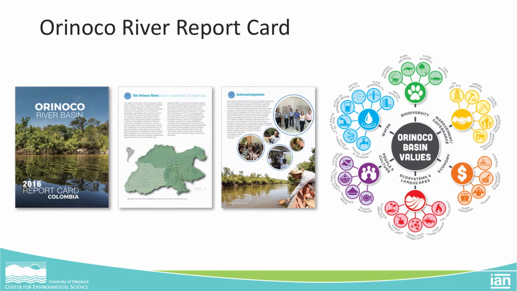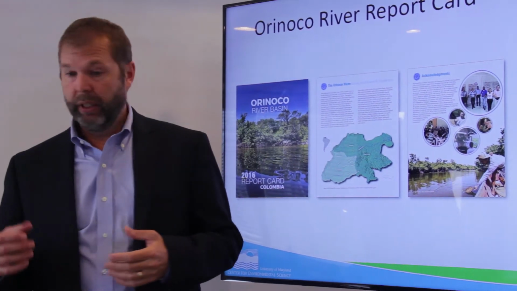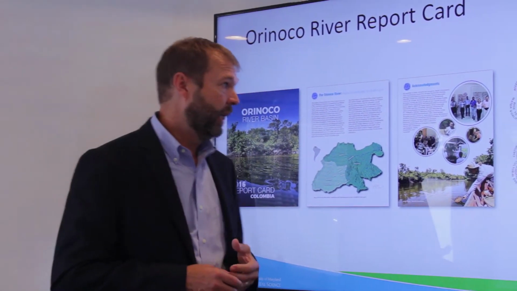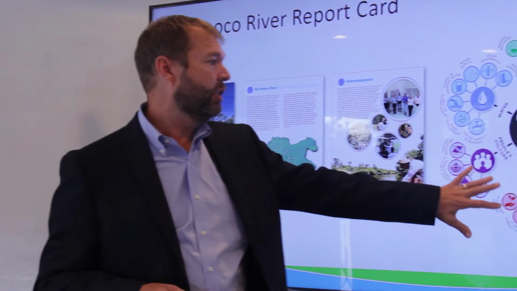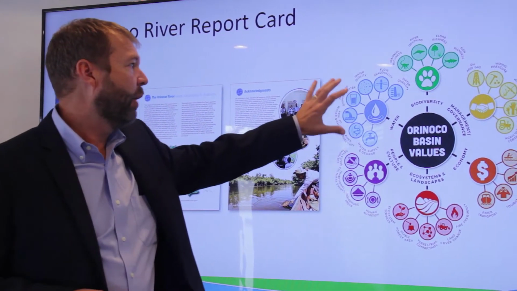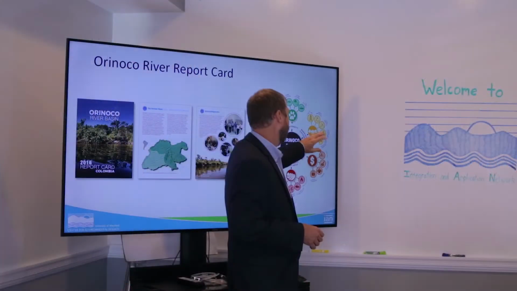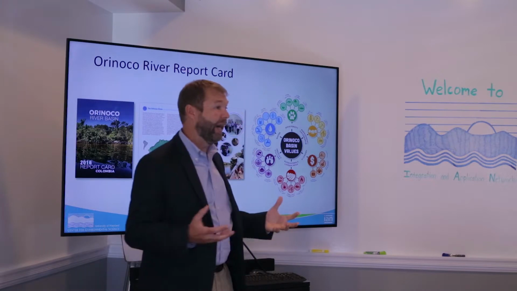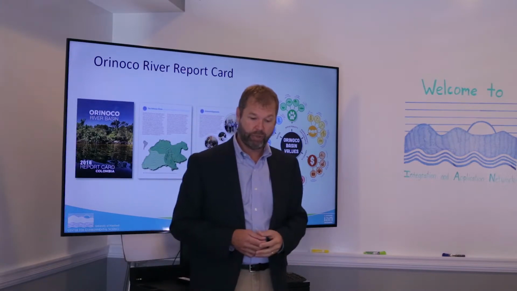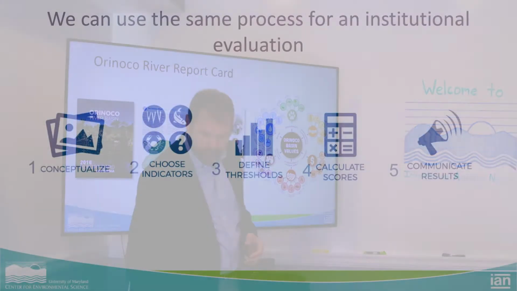The next project that was released in 2016 was the Orinoco River Report Card that we did in partnership with the World Wildlife Fund in South America, Colombia, South America. And again, we have ecosystem and landscapes, we have biodiversity, but we also have water supply, water quantity, water quality. We have people and culture, we have economy, and we have management and governance. So a wide range of societal types of problems. And so these become very transdisciplinary in nature.